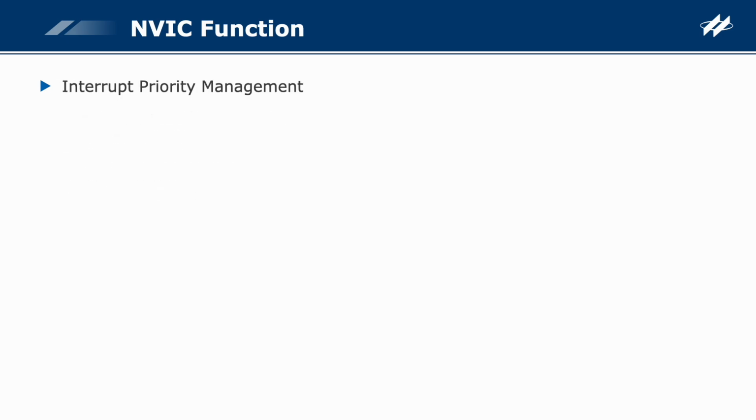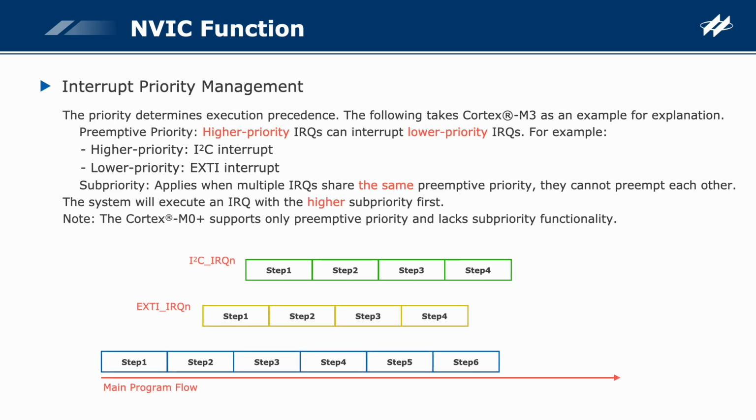In general applications, MCUs typically handle multiple concurrent interrupts. However, some interrupts are mission-critical and require immediate execution upon triggering, such as emergency braking or alarm events. The NVIC can implement an interrupt priority management mechanism, ensuring high-priority interrupts are serviced first. Taking the Cortex-M3 as an example, interrupt priority is divided into 2 parts: preemptive priority and sub-priority. The preemptive priority determines interrupt nesting capability.